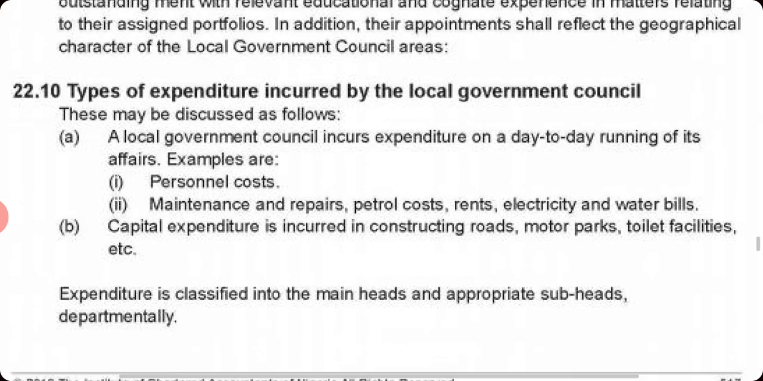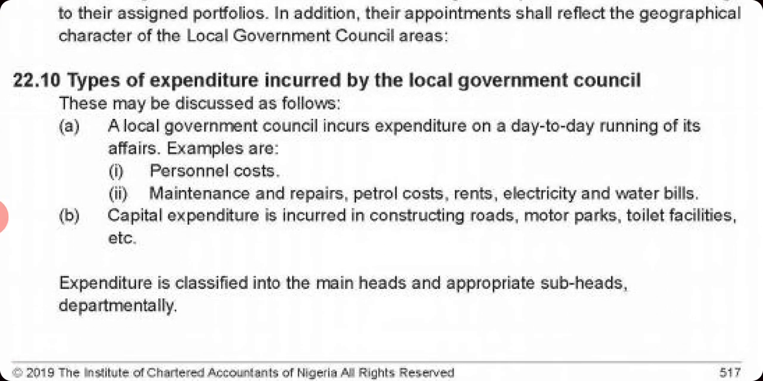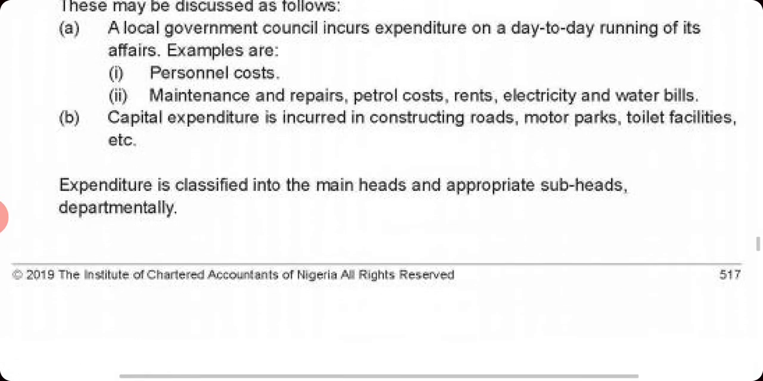So we have types of expenditures in the local government area. Of course, personnel costs and maintenance and repairs of a whole lot of things in the local government. Then we have capital expenditures. So these are the various expenditures we have at the local government area accordingly.